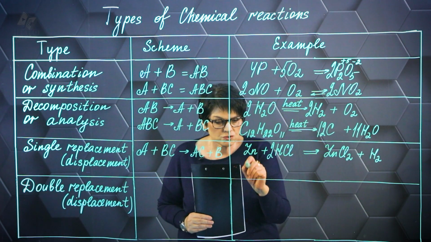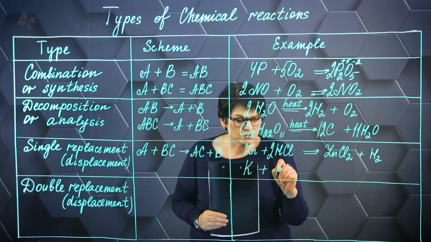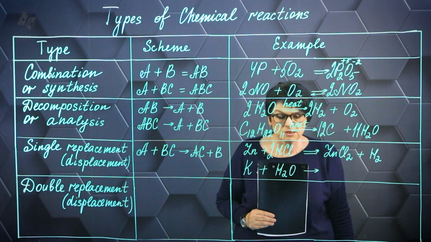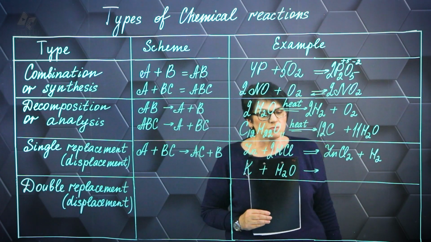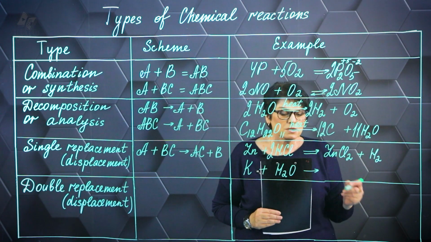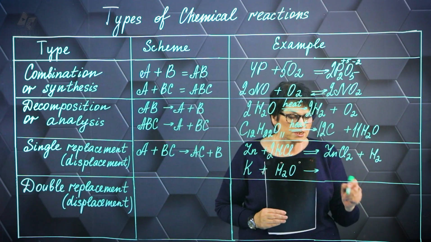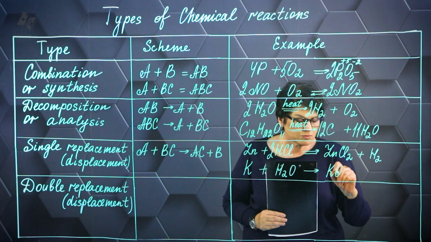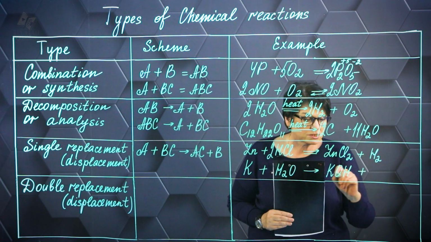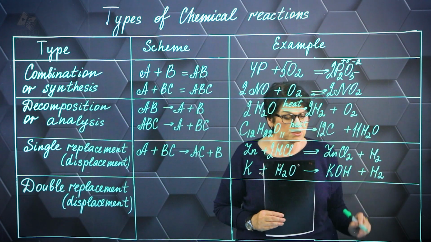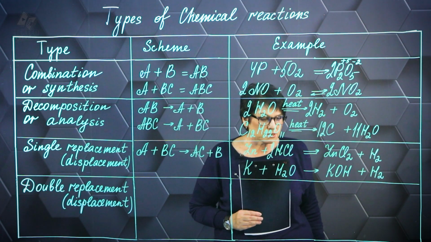Now another example is potassium plus water. Potassium belongs to the alkali metals, and it reacts very violently with water, and the reaction leads to the formation of hydrogen, which can even catch fire. This reaction produces KOH, potassium hydroxide, and also hydrogen gas, which can even catch fire from the heat.